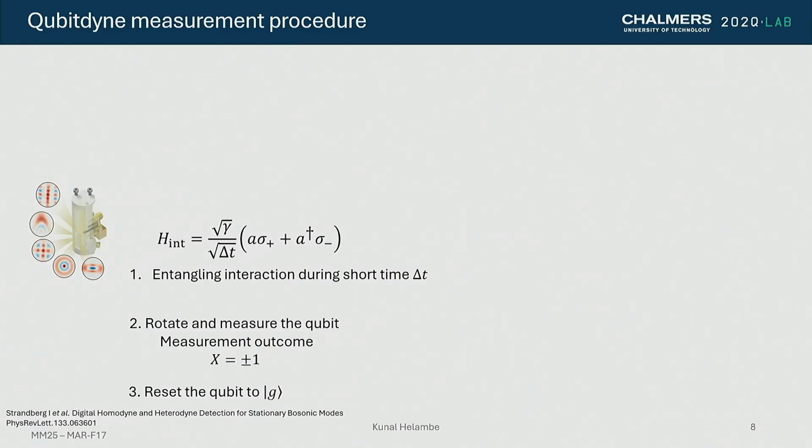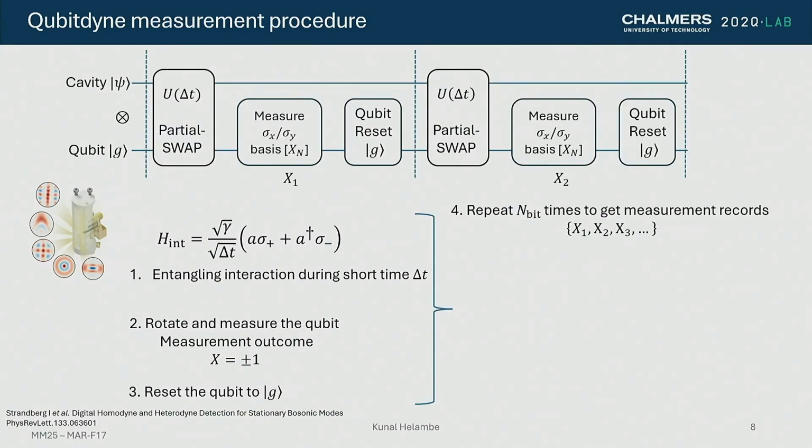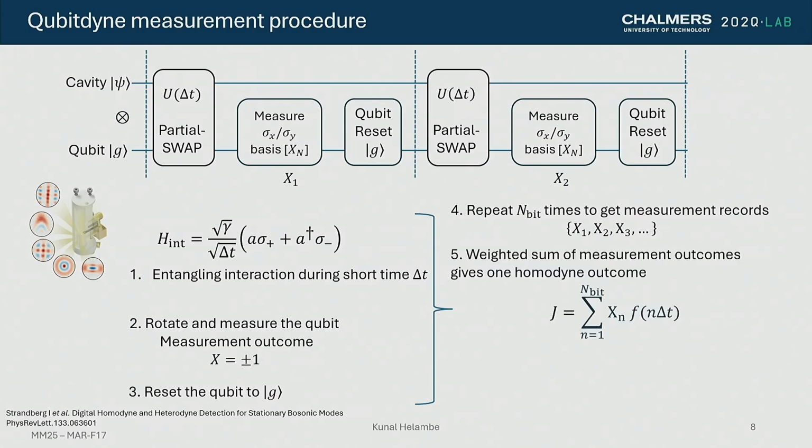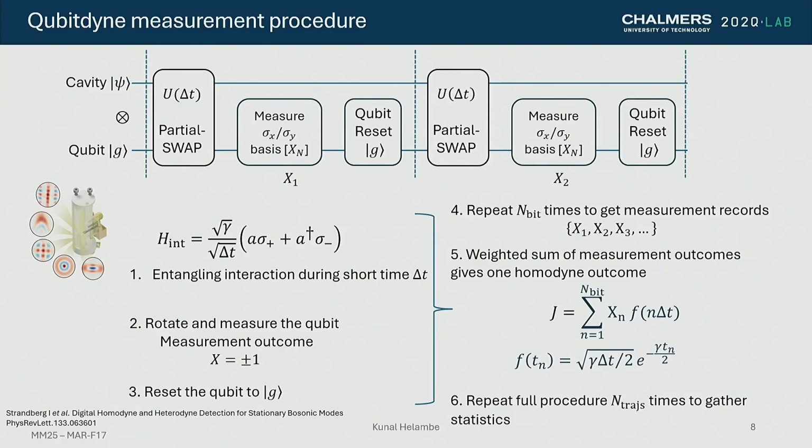But now if you do this protocol a bunch of times and get these measurement records, x1, x2, x3, you can use this to make a weighted sum and get a homodyne measurement of this trajectory. Note that all this happens in one single lifetime of the bosonic mode. So this goes quite fast. There is a filter function we can estimate for each trajectory. And if you repeat this a bunch of times, you can collect a lot of these trajectories, and these will reproduce what you get when you take a Wigner marginal of your bosonic state.